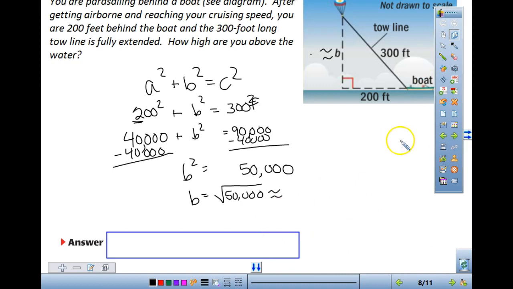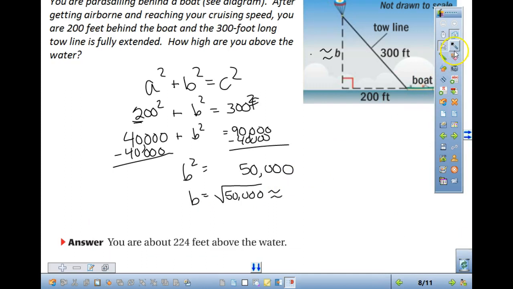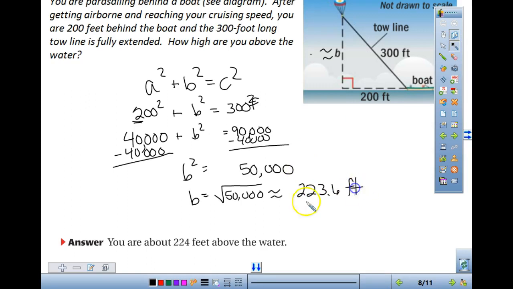So as we finish this problem, we're going to leave square root of 50,000 feet, but that does not make sense, right? And so we're going to say about 224. I had someone say, well, my answer was 223.6 feet. Can I leave that answer? Yes. Could you round it to 224? Yes. Okay?